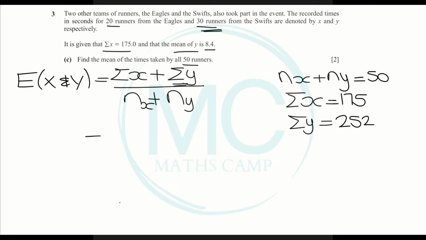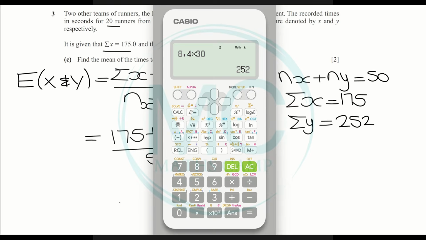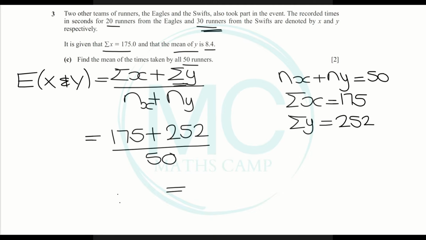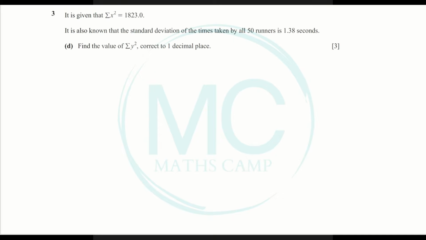So I can say the total mean is equal to sigma x, 175, plus sigma y, 252, all over the total number of runners, 50. Take my calculator, 175 plus 252 divided by 50 is equal to 8,54. So the total mean is 8,54. It is given that sigma x squared is 1,823.